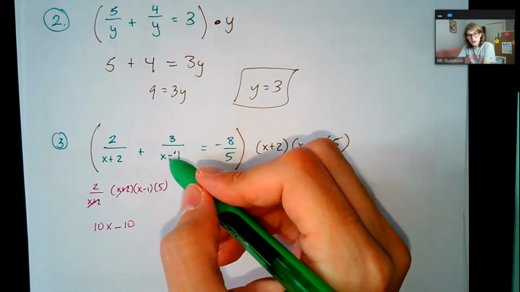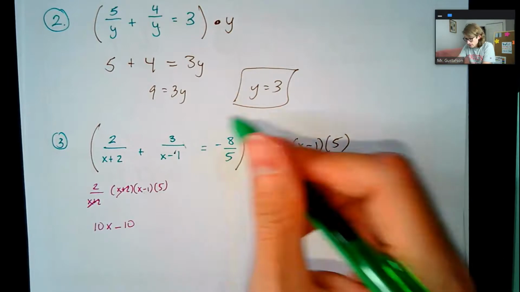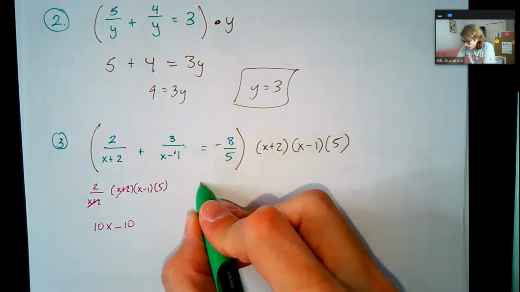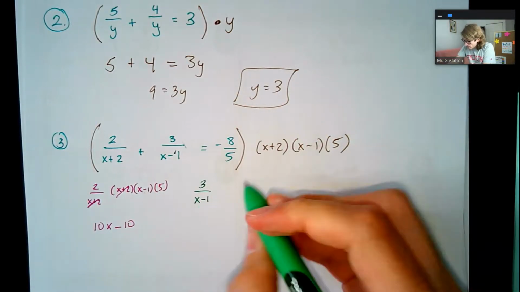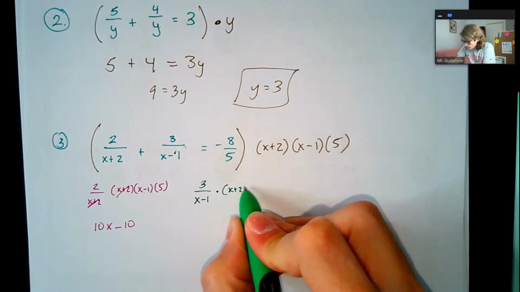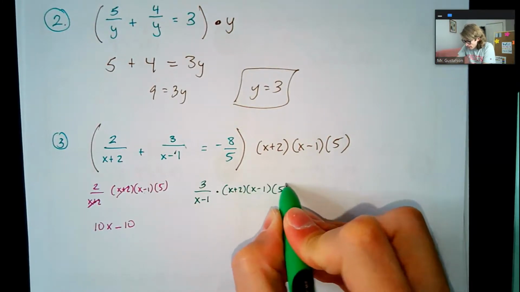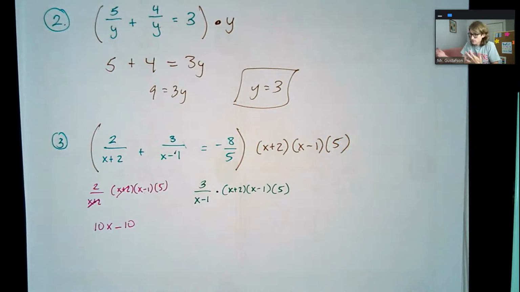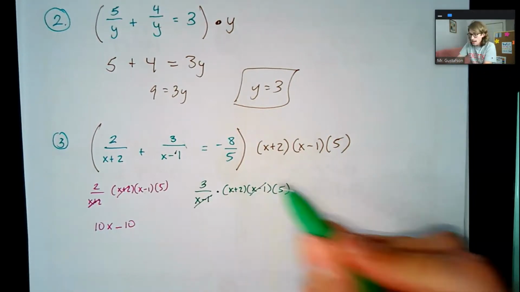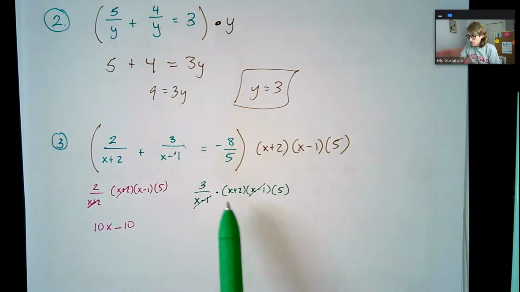We look at the second one. We take the second term, second expression, and we're multiplying it by all 3 of those things that were denominators. So we're multiplying it by x plus 2, x minus 1, and 5. And what happens? Doing this, we've canceled the denominator. Now, just be careful. Make sure to write this out if necessary.